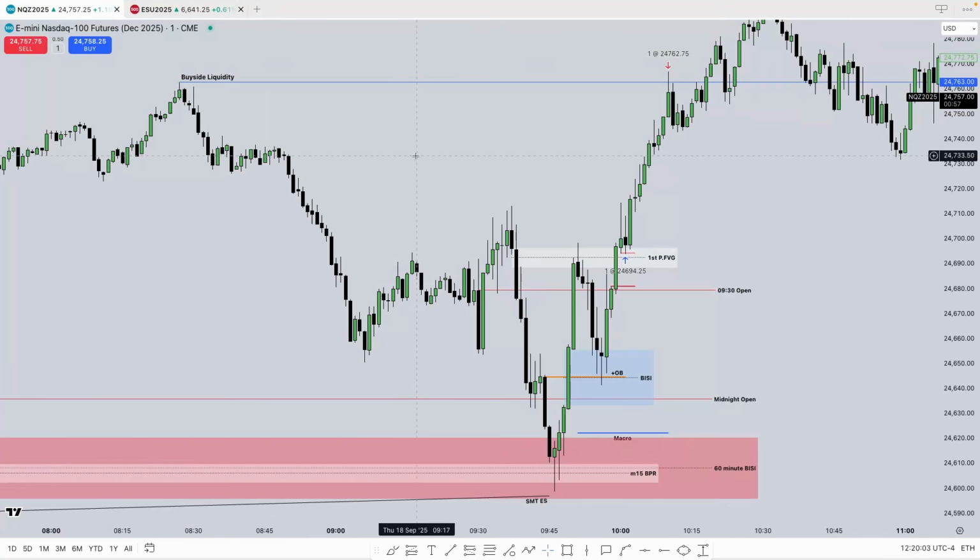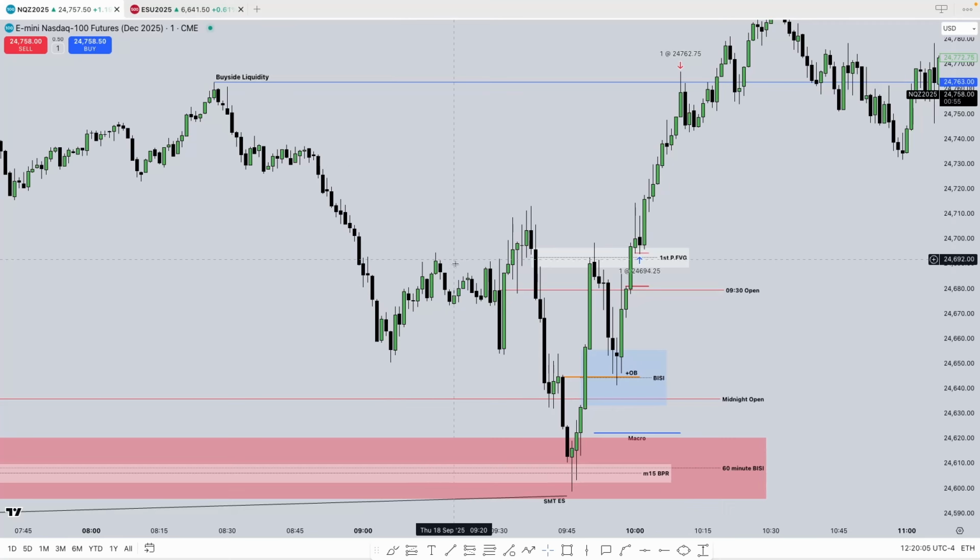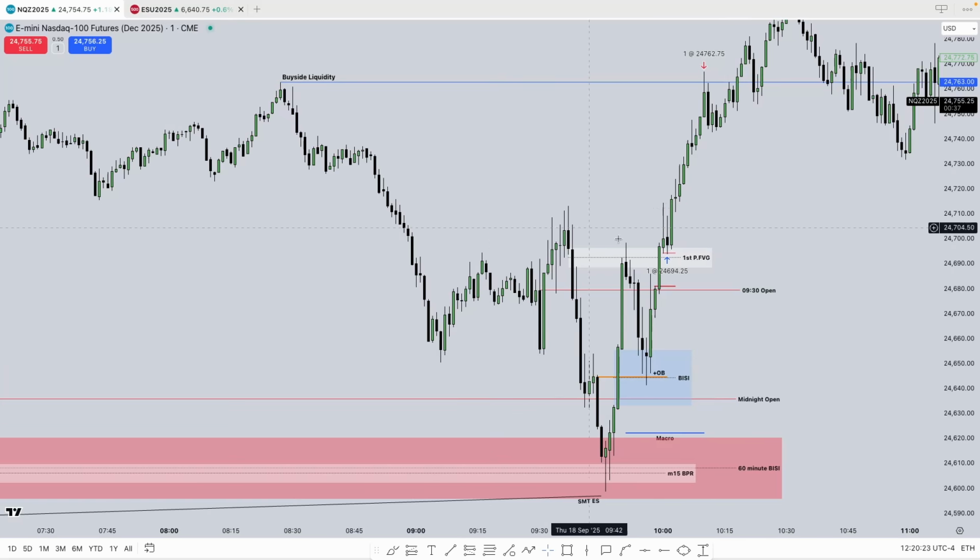Now, this is the 1 minute and this is how we took the trade. So we reacted into that 15-minute BPR, the balance price range, and the 60-minute BC, reacting on the 50% level of the 60-minute BC and having the candles just close above the BPR that we had on the 15-minute. Now what's important here is how we opened at midnight and also the 9:30 open.